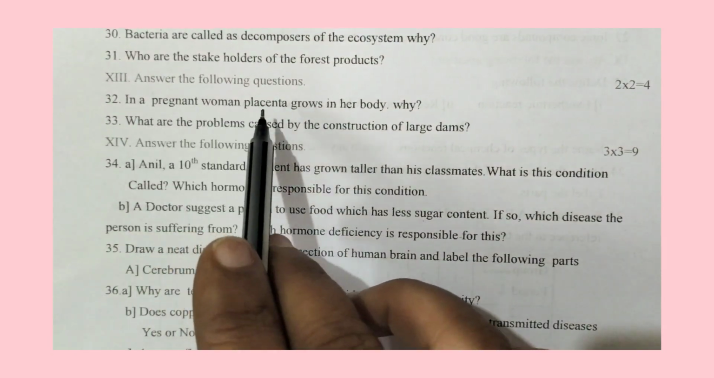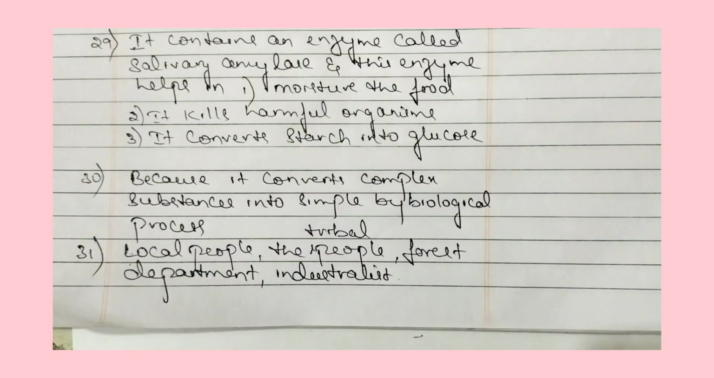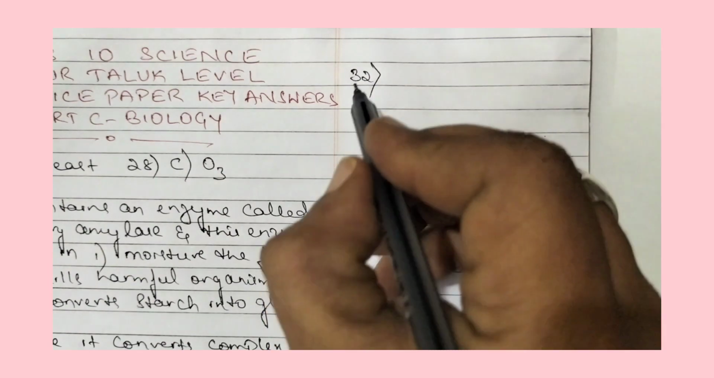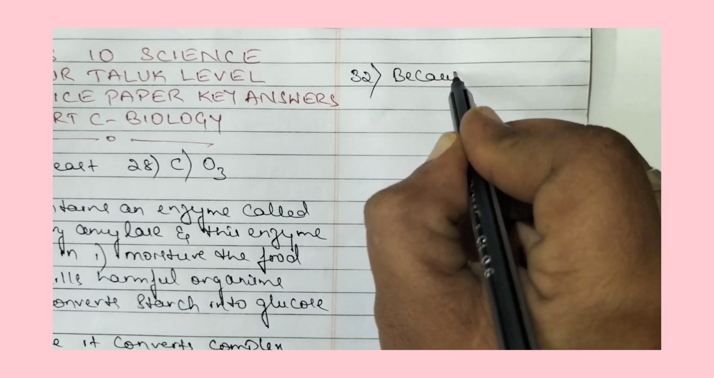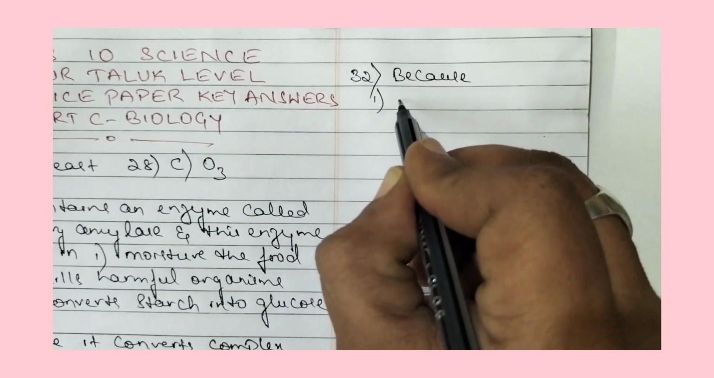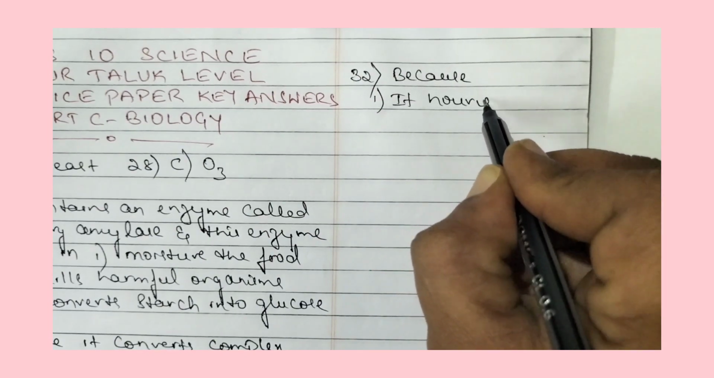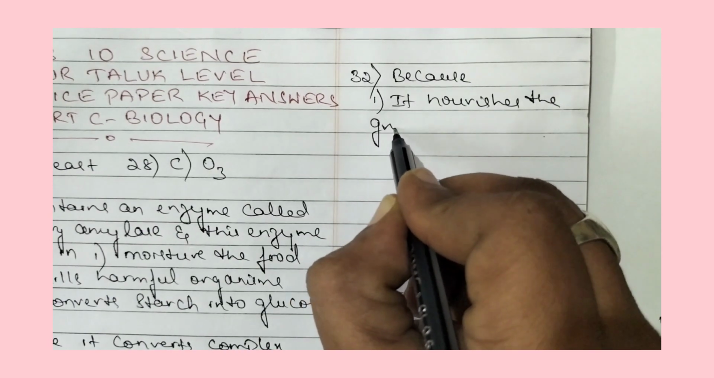Now let us move for question number 32. In a pregnant woman, placenta grows in her body, why? This is a very important question for examination. So let us answer question number 32. Because the first reason is it nourishes the growing baby.